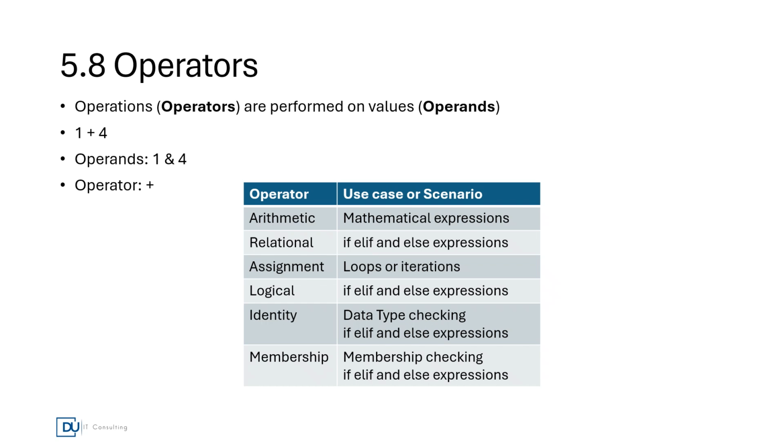Operators. Operations are performed on values. For example, 1 plus 4. Here, 1 and 4 are operands and plus is the operator. There are various types of operators in Python. They are arithmetic, relational, assignment, logical, identity, and membership related operators.